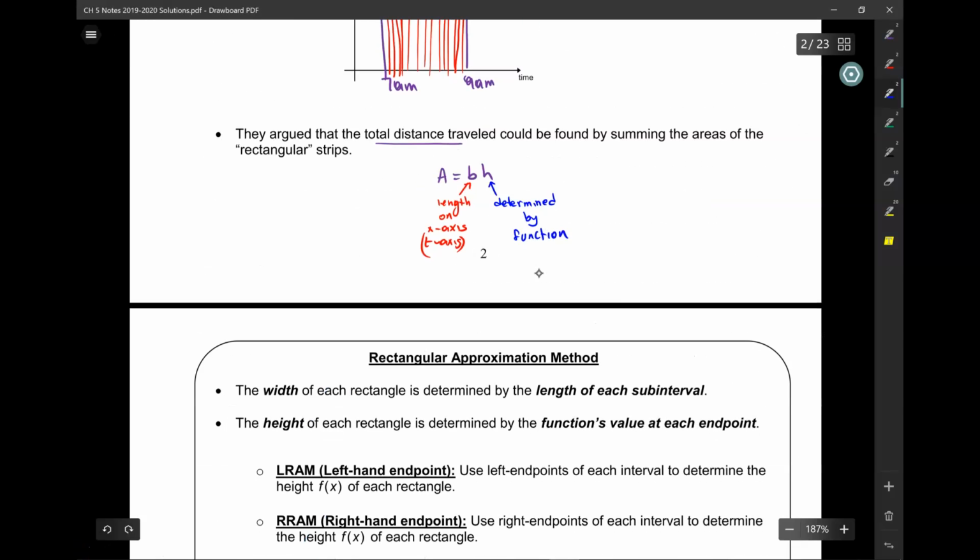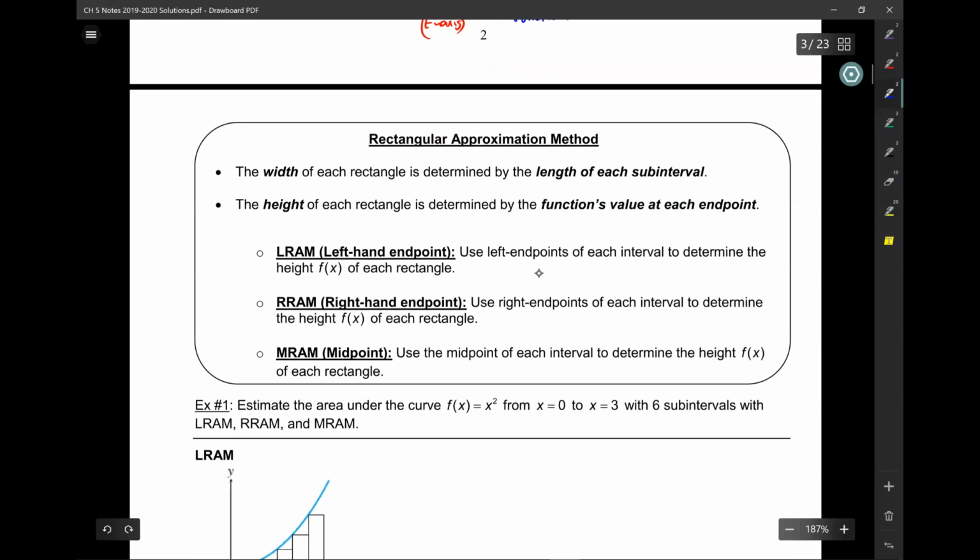The process is called the rectangular approximation method, okay? Because we approximate the area by drawing rectangles. So what we're going to do, the process is: draw a series of rectangles, find the area of each, and add them all up.